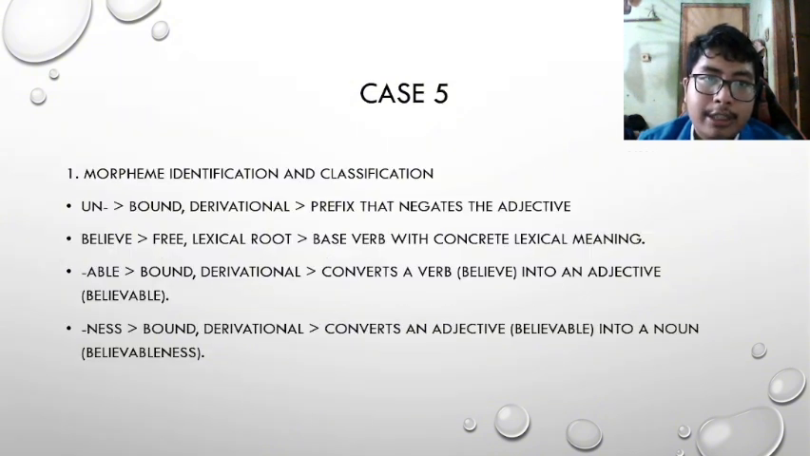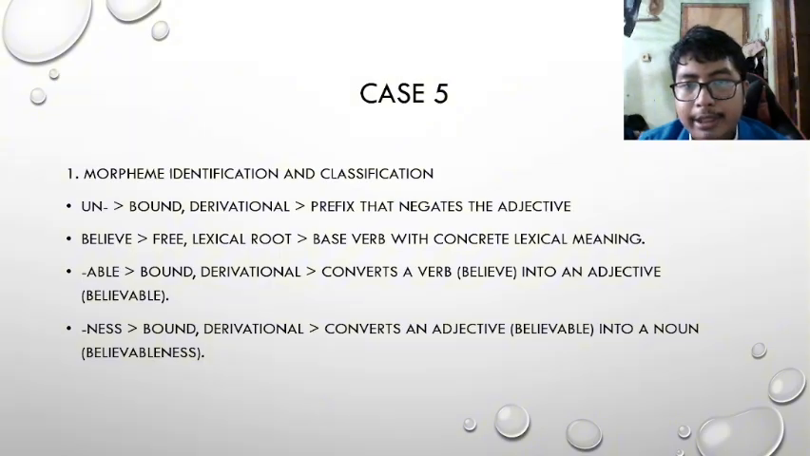Case 5. Number 1. Morpheme identification and classification. Un is a bound derivational prefix that negates the adjective. Belief is a free lexical root, a base verb with a concrete lexical meaning. Able is a bound derivational suffix that converts the verb belief into the adjective believable. Ness is a bound derivational suffix that converts the adjective believable into the noun believableness.